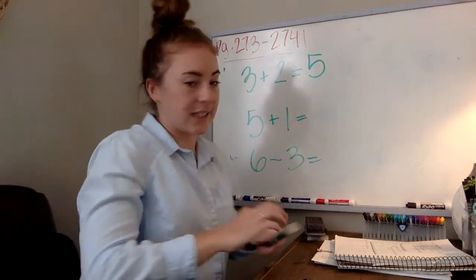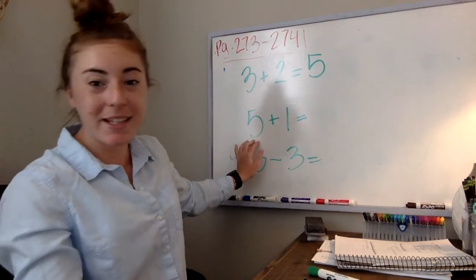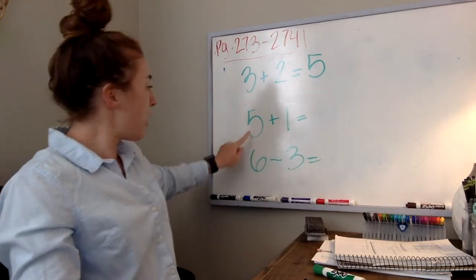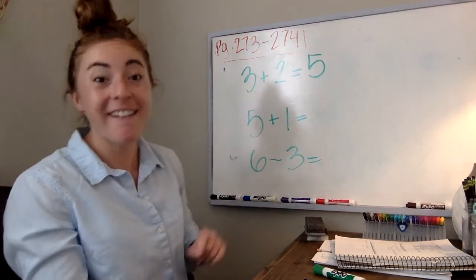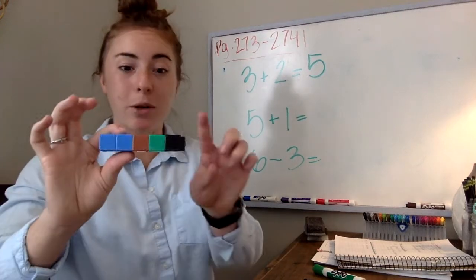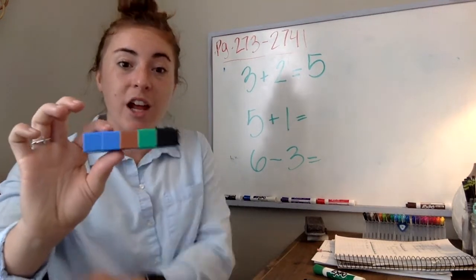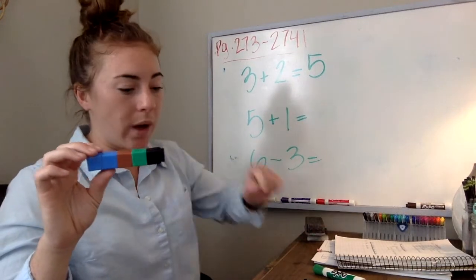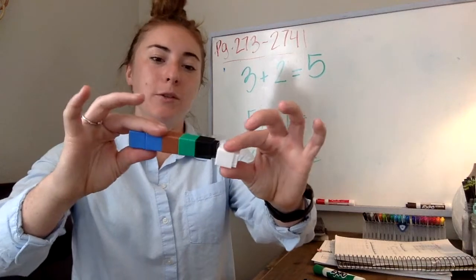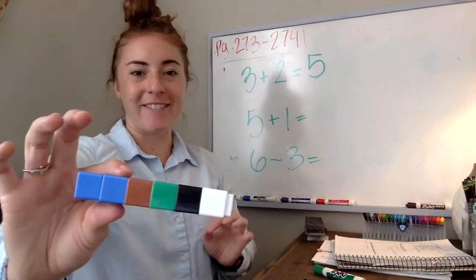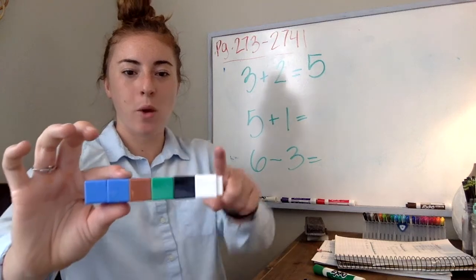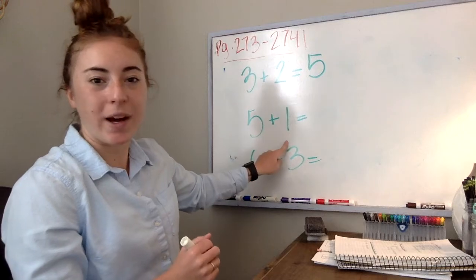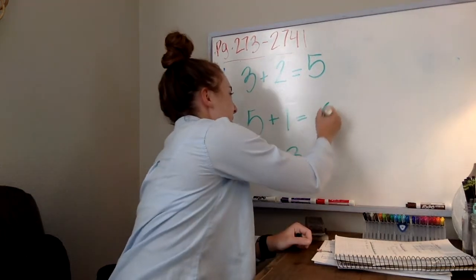All right, let's do the next one. Can you read the sentence with me? 5 plus 1 equals. So how many cubes do I have to start with? 5. You're right. And I have my 5 here. 1, 2, 3, 4, 5. So how many do I need to add? 1 more cube. Okay, I'm going to add 1 more cube. How many do I have now? 6. 5 plus 1 equals 6.